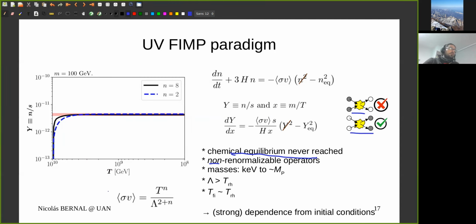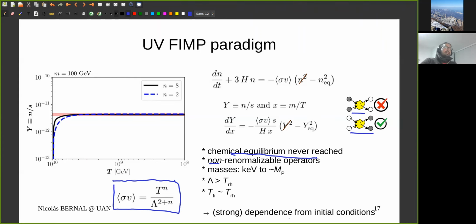So typically what we assume is that the interaction rate comes via these non-renormalizable operators with a high temperature dependence, right? T is the temperature, right? And lambda will be a scale of new physics. So we typically have interactions which have this form. So a very strong temperature dependence, and therefore the bulk of the dark matter is produced at the highest temperature reached by the thermal plasma.